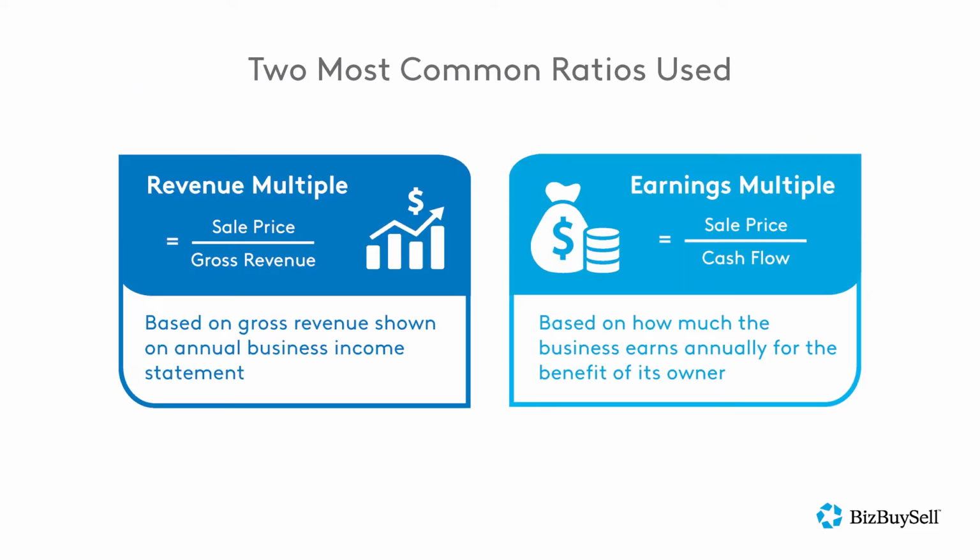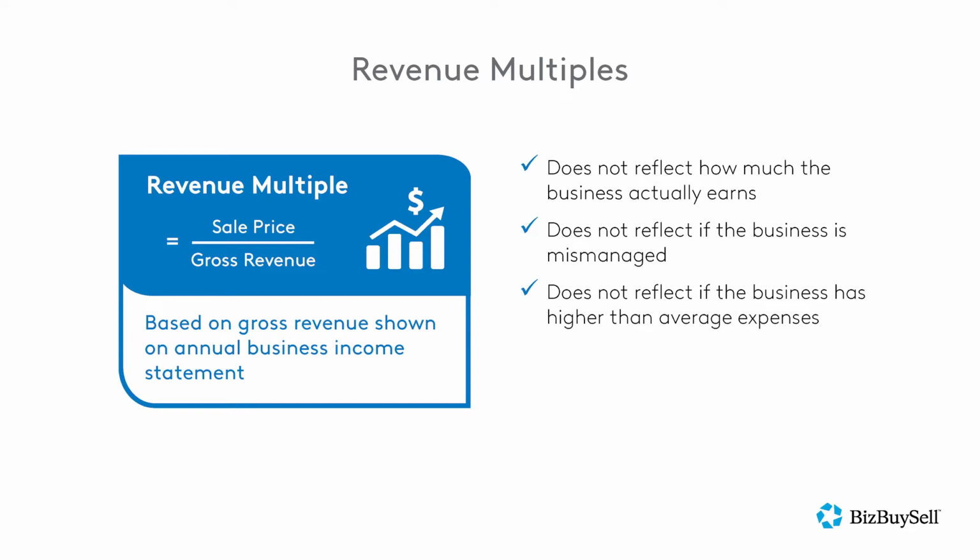Two of the most common ratios used are revenue multiples, often referred to as sales multiples, and earnings multiples. Revenue multiples are based on the gross revenue shown on the annual business income statement. They involve a fixed figure, and therefore some experts feel applying a multiple to annual gross revenue is the most reliable approach. However, because annual revenues cannot reflect how much money the business actually earns, most experts caution that basing the price multiple on revenues does not reflect the health of the business. Revenues do not reflect whether the business is mismanaged or if it has higher than average expenses.